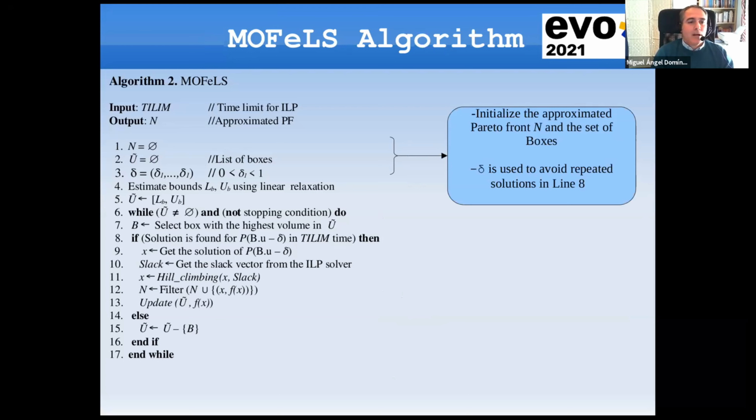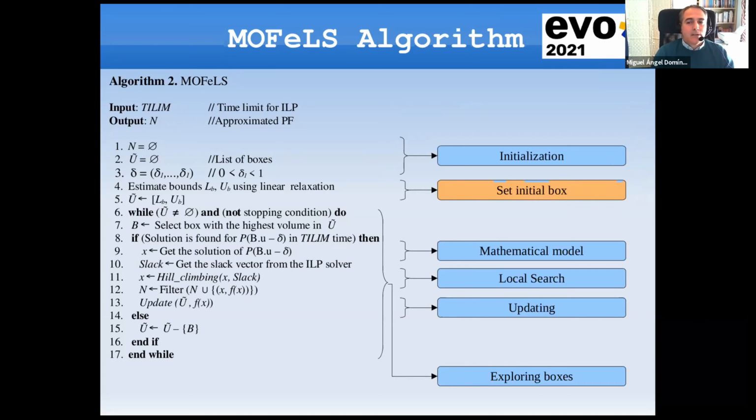In line 3, we need to define a delta vector which consists of small positive values, because in line 8, when we solve the model, the constraints used by the ILP solver are of type less or equal, greater or equal. So because of the equality, and in order to avoid repeated solutions, we need to subtract a small positive value.